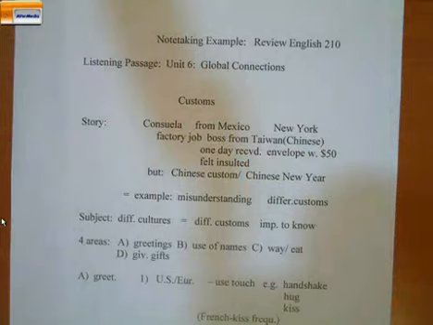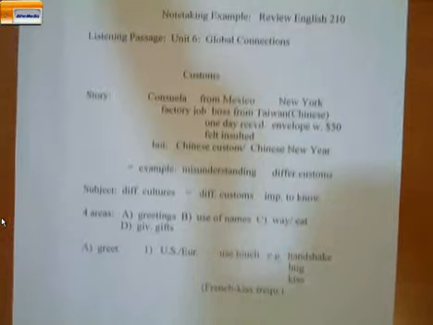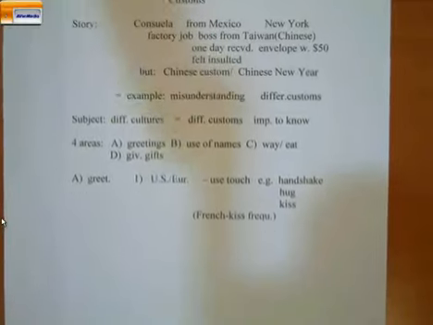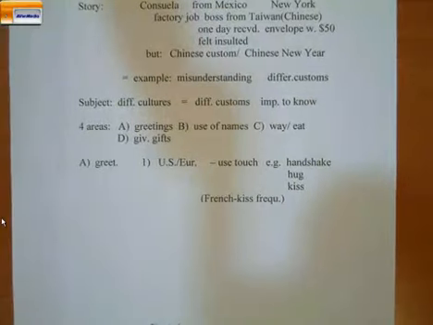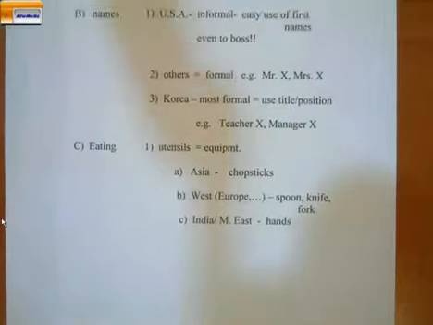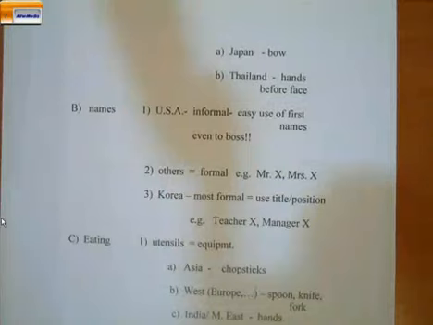If I ask you how many areas did you discover, you have 4 areas. What was the first area? Greeting. Second is use of names. And you see the way in which this is a way of organizing when you take notes. In each area, you can see use of touch, for example, handshake, hug, kiss. And then we went on, we heard that in Japan, you bow. Okay, let me get that down there. Hands before face in Thailand. Names: U.S. informal, easy use of first name, even to boss.